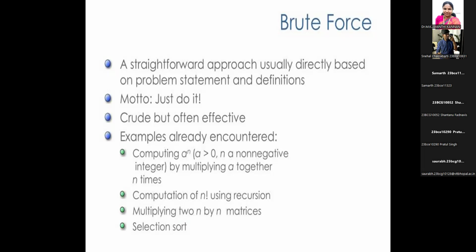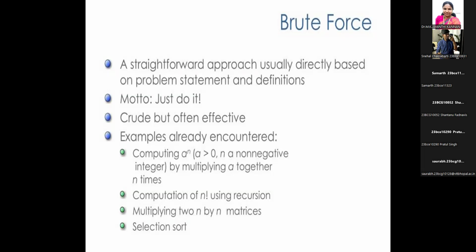Computation of n factorial using a recursive approach also comes under the brute force method, because we are using n factorial equal to n into (n minus 1) factorial, where again we will call (n minus 1) factorial. So the function calls itself n times to get the solution, because it is an iterative process. It is also a brute force method only.